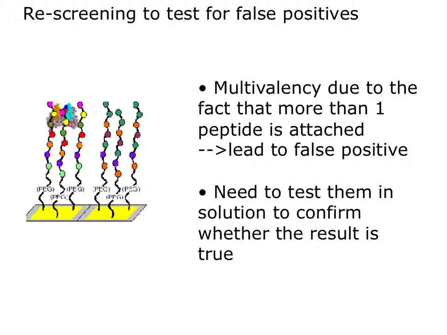So in order to confirm what's going on, instead of doing the assay again on solid support, you want to confirm in solution. So you want to have these peptides in solution, and then see if the binding is actually indeed true. And so while the screen is important, confirming the screen in solution is equally important to make sure that it's valid.